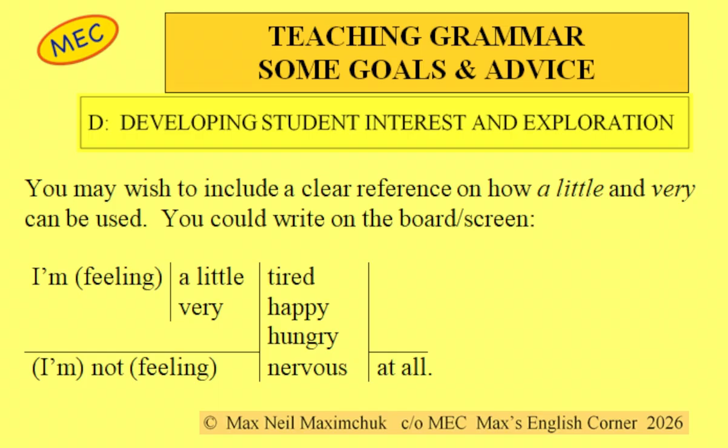You may wish to include a clear reference on how a little and very can be used. You could write on the board or screen, "I'm feeling a little tired. I'm a little tired. I'm feeling very tired. Very happy, very hungry, very nervous. I'm not feeling nervous at all. I'm not nervous at all. Not nervous at all. Not at all."